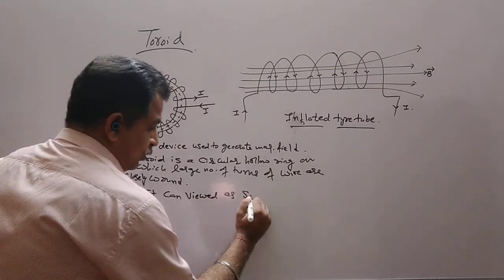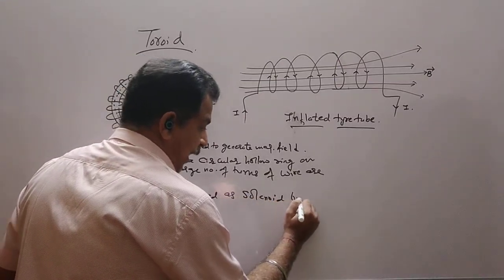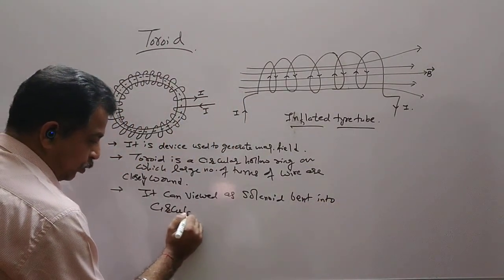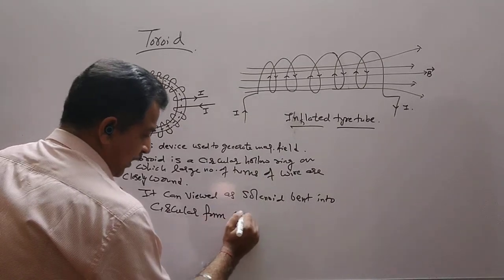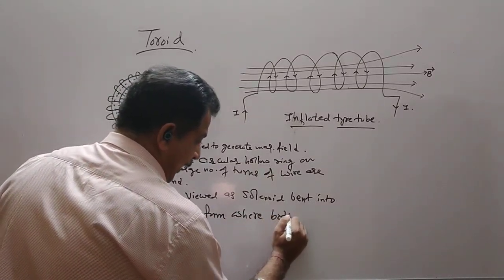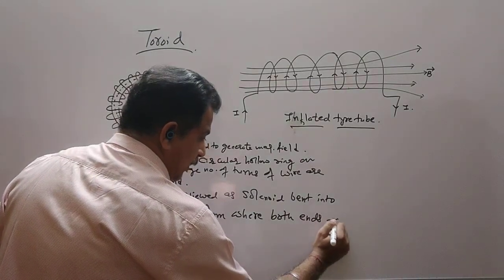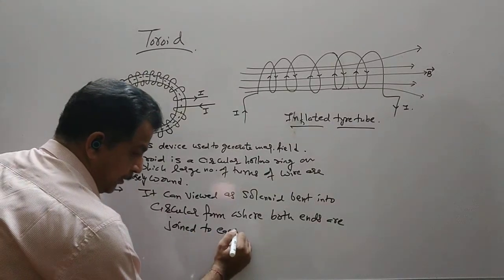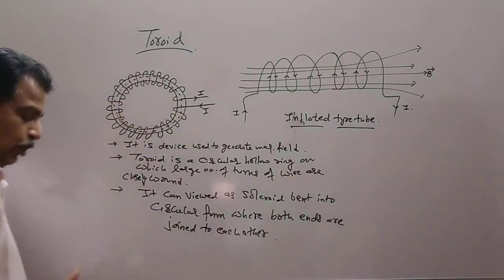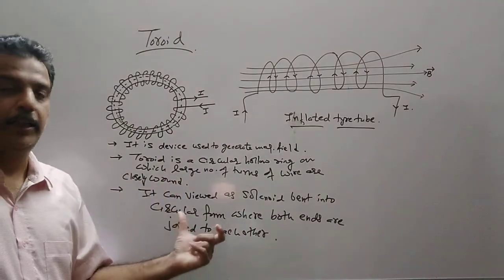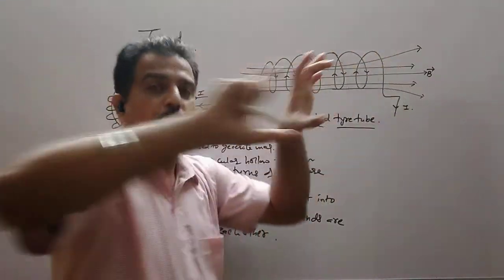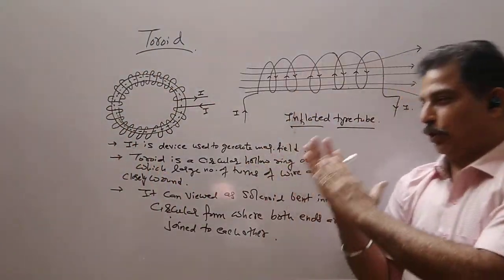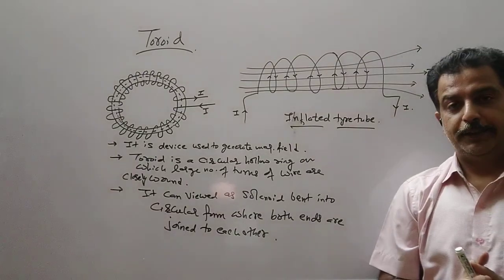It can be viewed as a solenoid bent into a circle or circular form where both ends are joined to each other. So if you want to view a toroid, these two ends of the solenoid are bent and joined on itself, then also the structure will be a toroid.